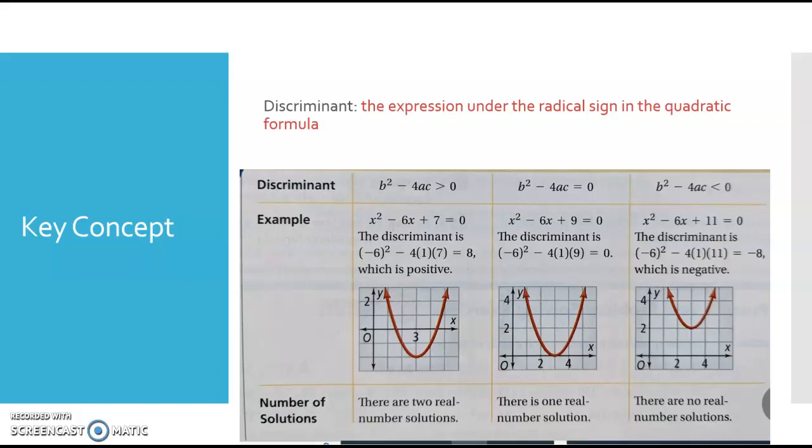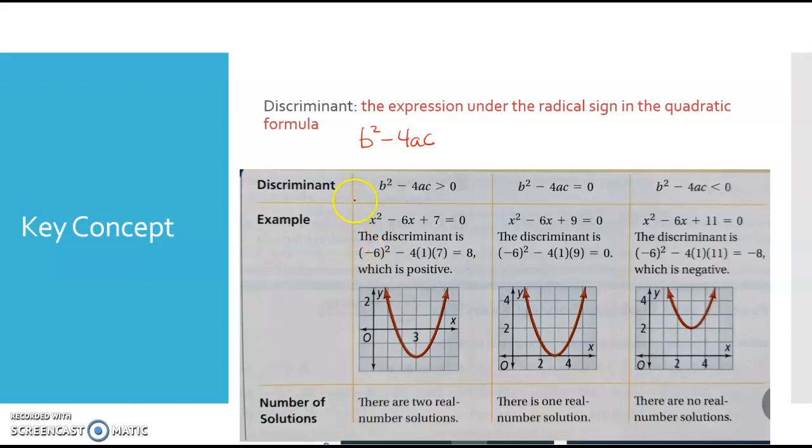So we have the opportunity for three different types of solutions, which we talked about when we were looking at graphing, right? The fact that we could have two real numbers, we could have one real number, and then that there are no real number solutions. And so we've seen this down here before with the graphs, right? But the discriminant itself is the b squared minus 4ac. That's what we're figuring out.